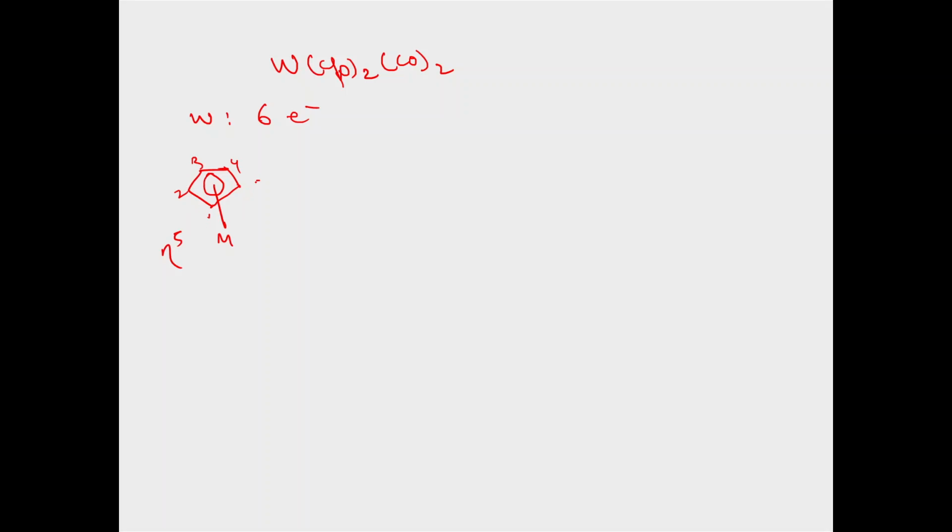Also, this ligand can bind in this way as well, where the metal center is coordinated to only 3 carbon atoms among the 5 carbon atoms. So in this case, the hapticity is 3. If it is coordinating in an eta 5 fashion, then it is a 5 electron donor, whereas if it coordinates in an eta 3 fashion, then it is a 3 electron donor.